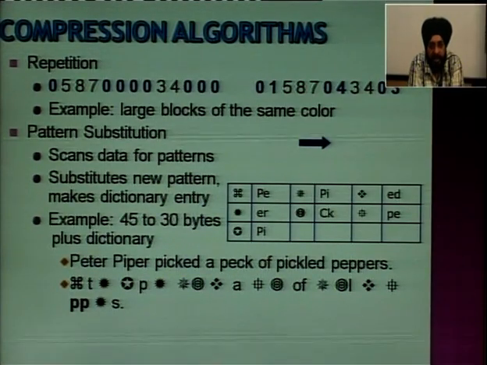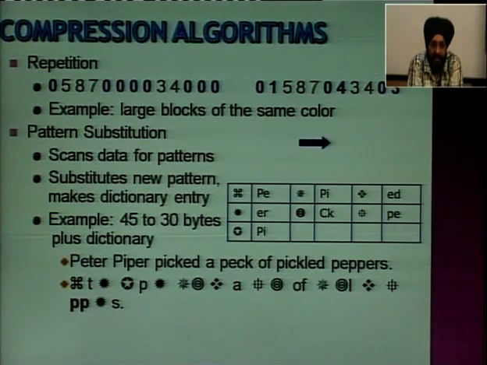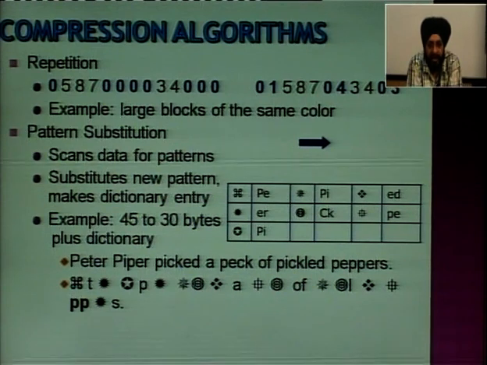For large blocks of the same color, we will only store the color and the area for which that color has to be displayed in compressed form, and when uncompressed it will use that color and fill it in the designated measurement of the area.